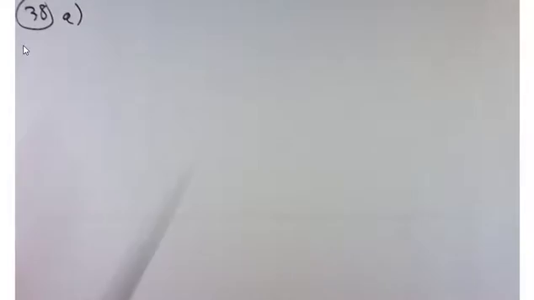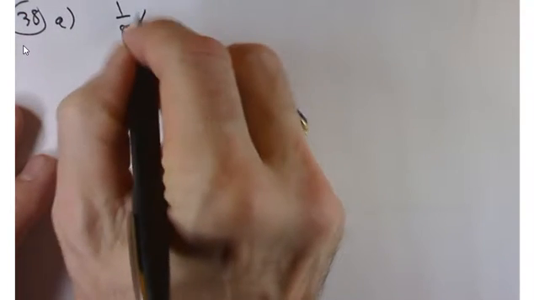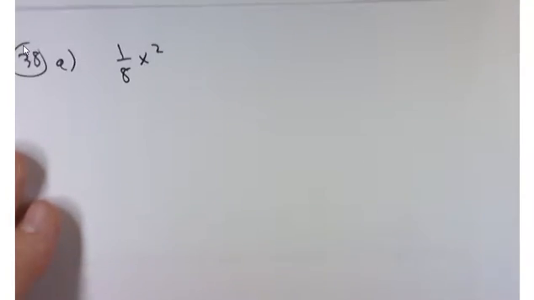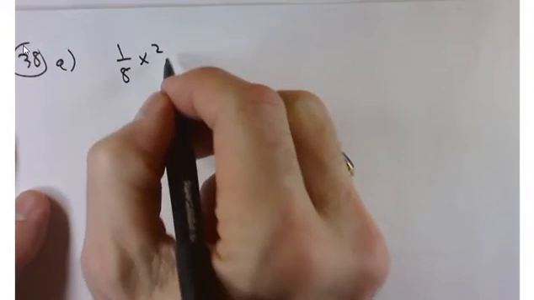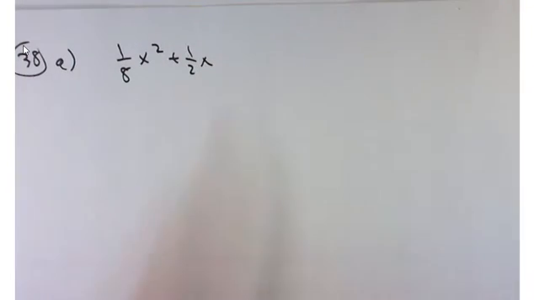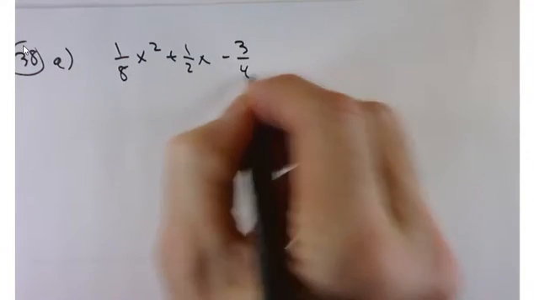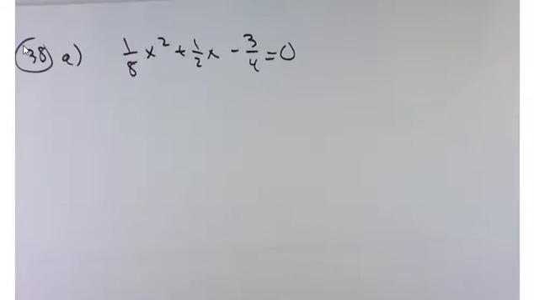So for 38a, the equation is 1 over 8x squared plus 1/2 x minus 3/4 equals 0. So what would A, B, and C equal for something like this?